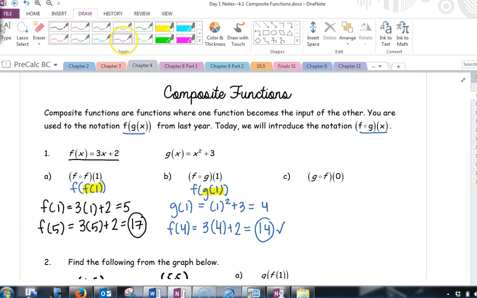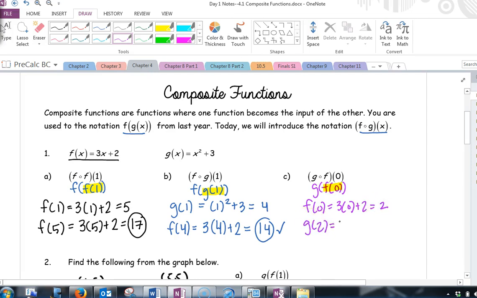Alright, and we'll do one more like this. g of f of 0. And again, we'll do f of 0 first. 3 times 0 plus 2 is just 2. And then we're doing g of 2. 2 squared plus 3, so 7. Alright, so that should be a little review from last year.